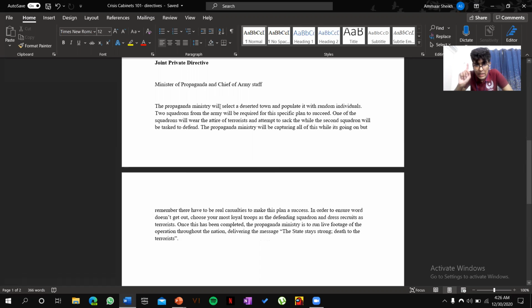Now, the biggest thing that I want you guys to take from this joint private directive is that it is increasingly beneficial for the Minister of Propaganda, but it's very, very bad for the Chief of Army Staff, and they should never be accepting this. Why? Because if you read this, the troops that are being killed are actually from the Chief of Army Staff, and this battle is actually having real casualties, right? And this entire battle is also being captured on tape by the Minister of Propaganda.